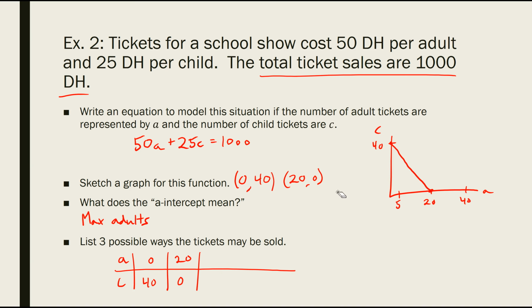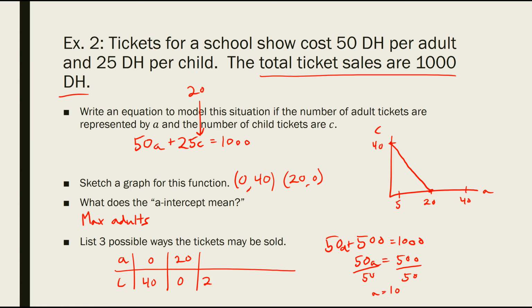Let's find some other value of tickets. For example, let's say that I sell 20 children's tickets. If I do 20 children's tickets, 25 times 20, let's see, isn't that going to be 500? So 50A plus 500 equals 1,000. If I subtract that 500 to the other side, that's my situation. And then dividing through by 50 gives me that A equals 10.